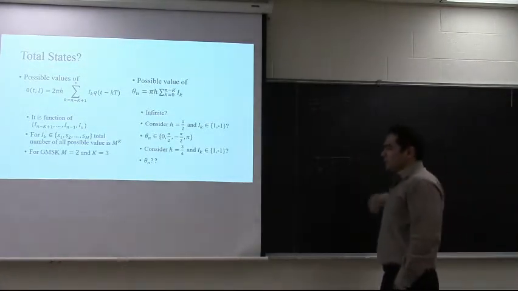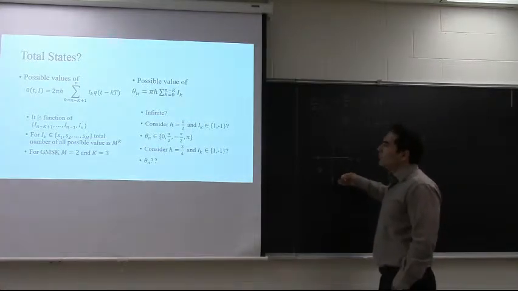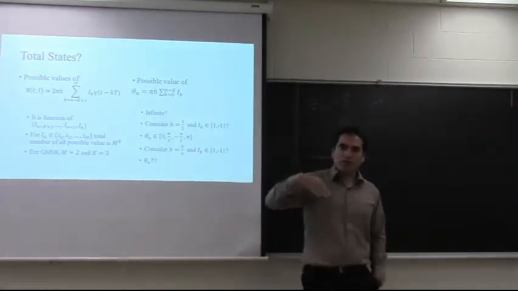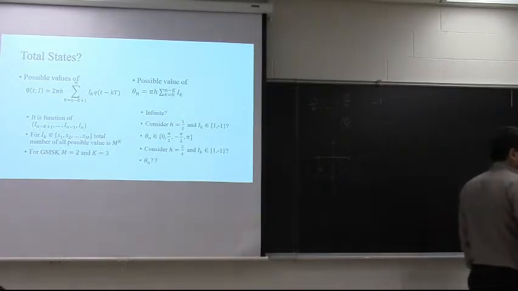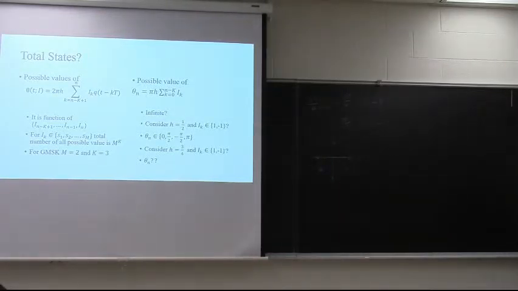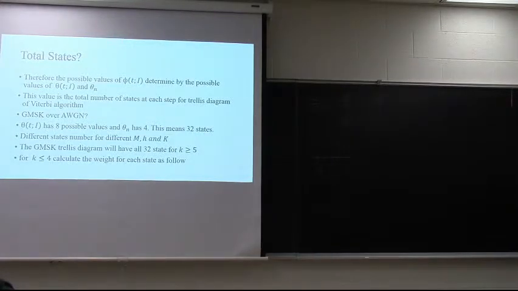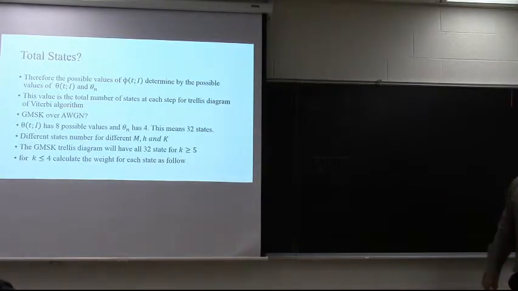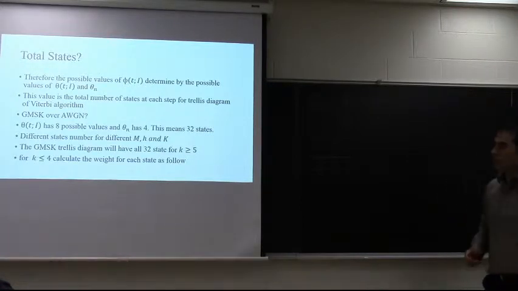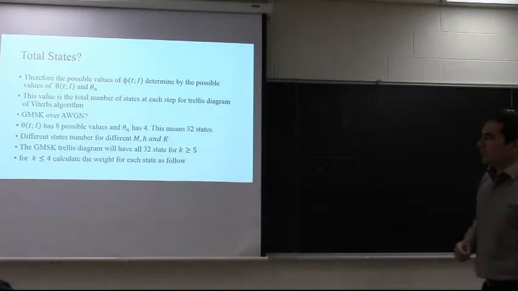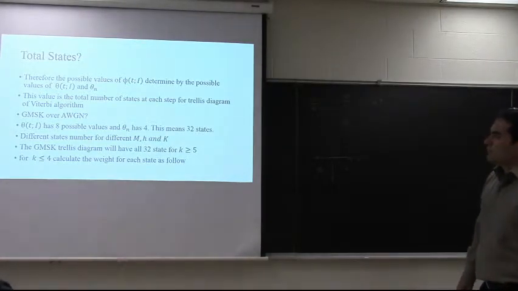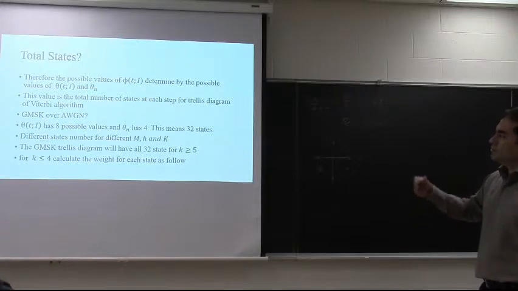Then this part, the number of possible values for this is important. You will see how it rules in the Viterbi diagram and the construction of the number of states of the Viterbi diagram. Therefore, the total number of possible values for the phase, phi of t and I, will be determined by the possible values of theta of t and I, the first part, and theta of n, which is the second part. This value is the total number of states at each step.